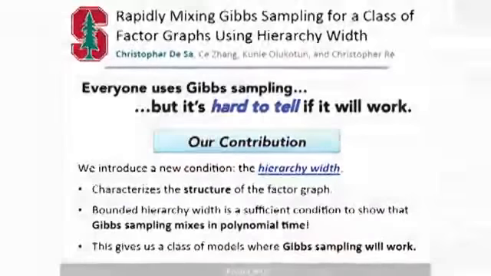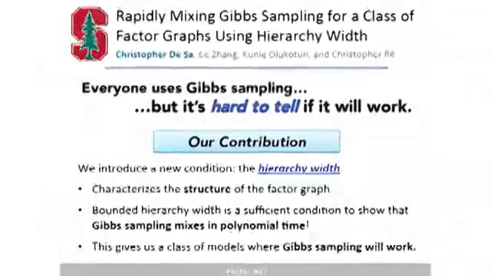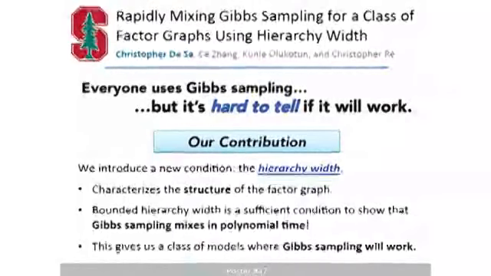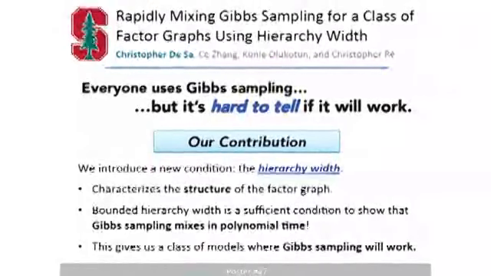All right, so this work is in collaboration with Sa Zhang, Kunle Olukotun, and Chris Ré at Stanford University, and I'm Chris De Sa. So let's say you wanted to do inference on a factor graph. Often you'd use Gibbs sampling because it's observed to work well in many practical cases. But to use Gibbs sampling effectively, you need to know its mixing time. That is, how long you need to run it in order to produce a good result.